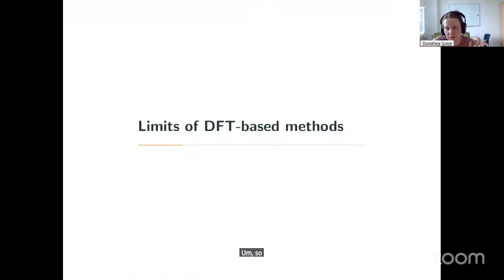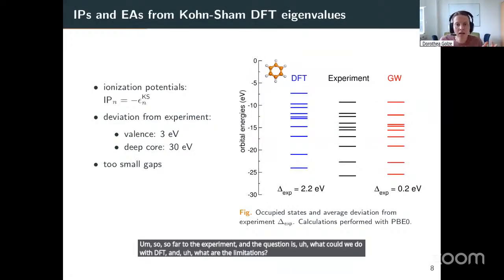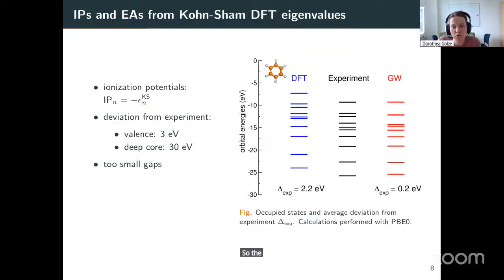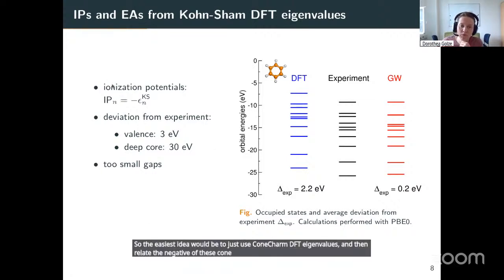So far for the experiment, and the question is, what could we do with DFT, and what are the limitations? The easiest idea would be to just use Kohn-Sham DFT eigenvalues and relate the negative of these Kohn-Sham eigenvalues simply to the ionization potentials for a certain level n.